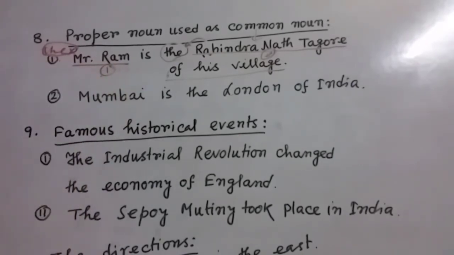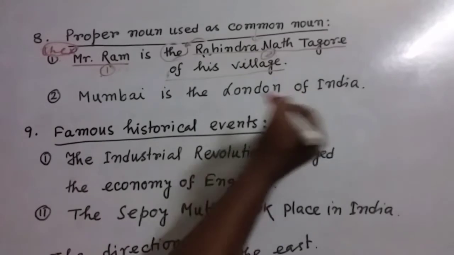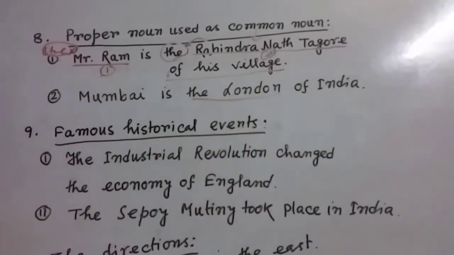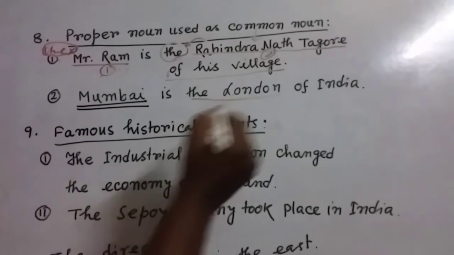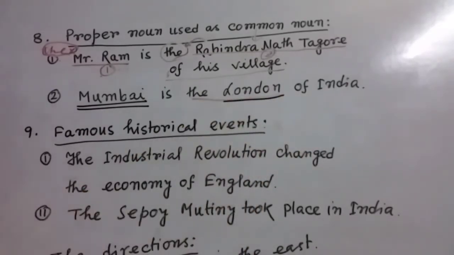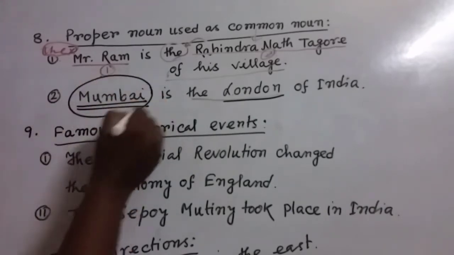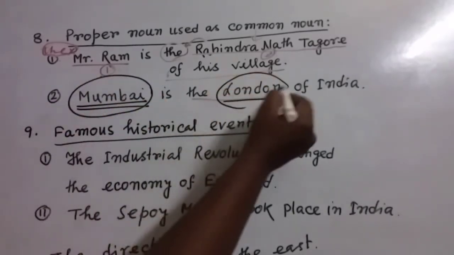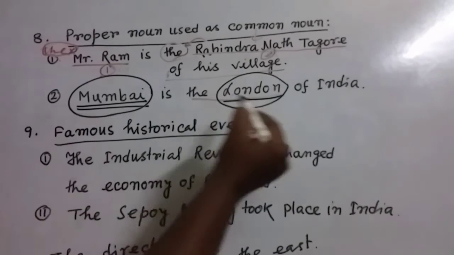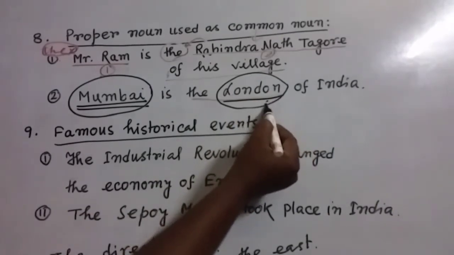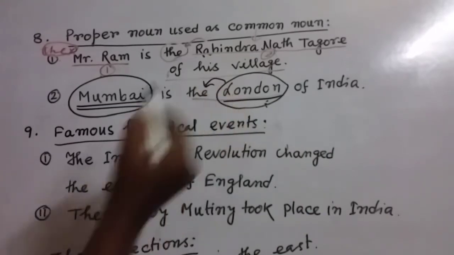Let's look at the other example. Mumbai is the London of India. Here, look at this term, the London. My dear friends, Mumbai is not London. Mumbai is a separate city, and London is also a separate city. But here we are comparing Mumbai with this London. That means London is not being treated as a proper noun here, rather it is a common noun. So before that we have used the.